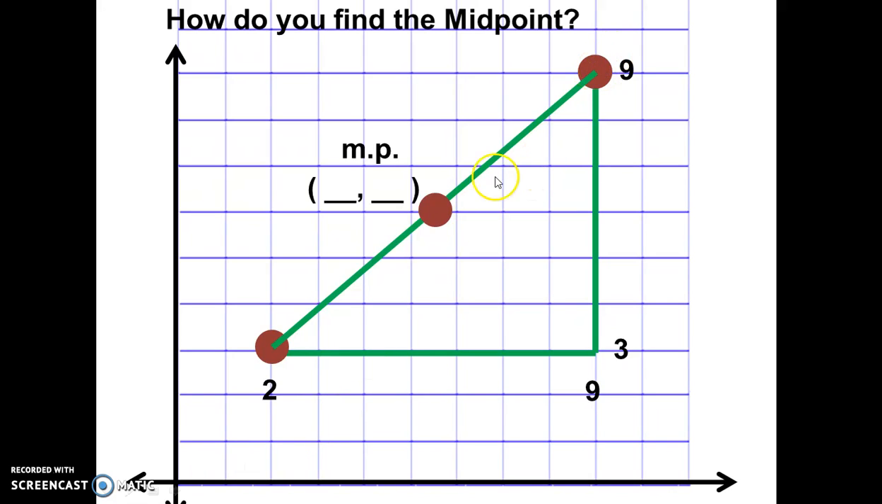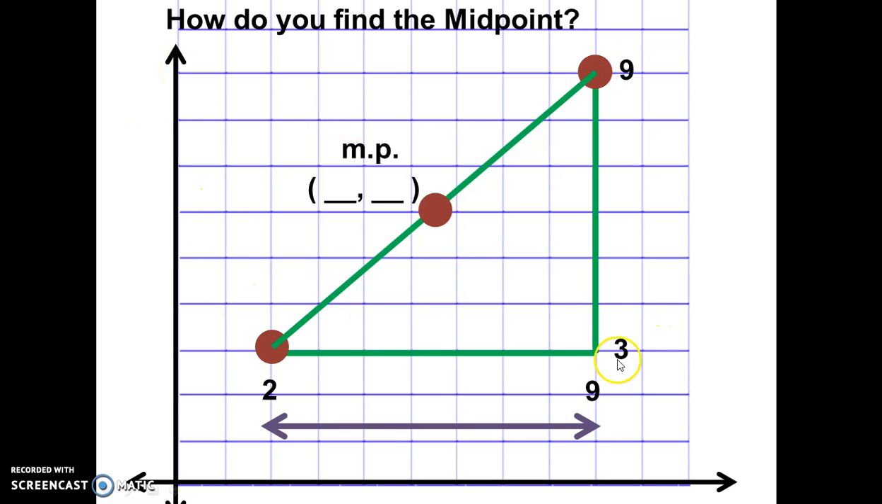First of all, let's say we have 2 points, these ones here, and we want to find this midpoint. I'm going to call it MP. It's unknown, but we do know that this begins at 2 on the x and goes to 9. And this begins at 3 on the y, and goes up to 9.